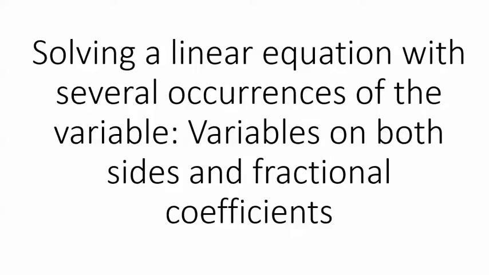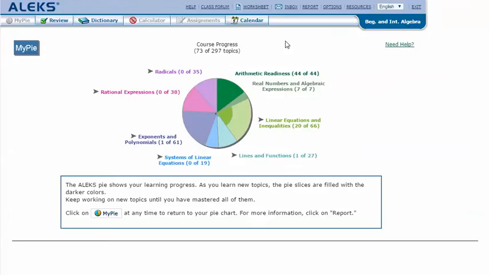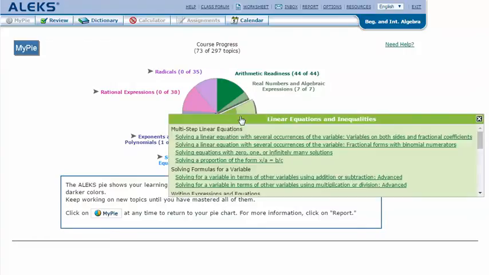Solving a linear equation with several occurrences of the variable, variables on both sides, and fractional coefficients. In your Aleks pie, mouse over the light green slice, Linear Equations and Inequalities, to reveal the drop-down list of topics you need to cover. Click on Solving a Linear Equation with Several Occurrences of the Variable, Variables on Both Sides, and Fractional Coefficients.